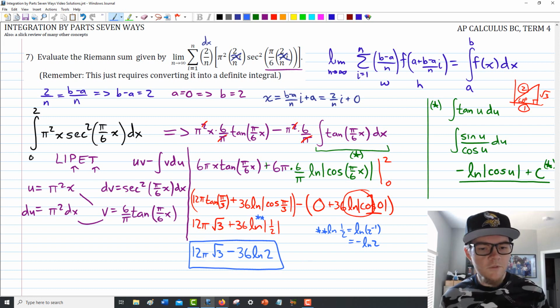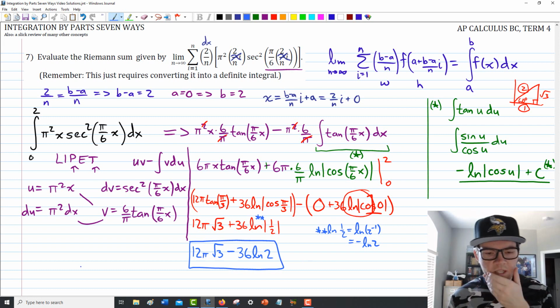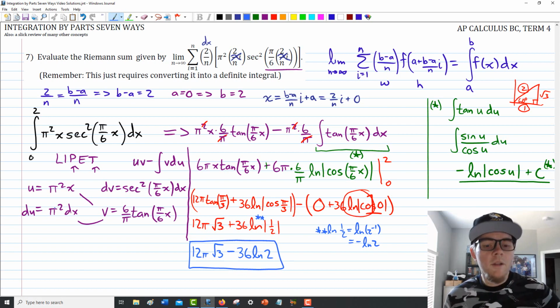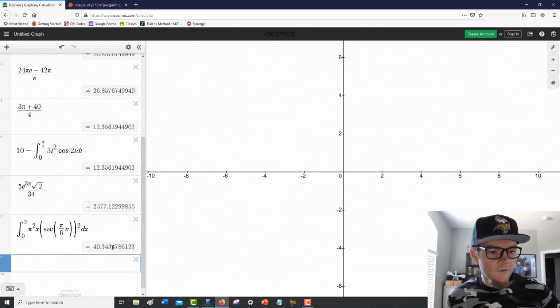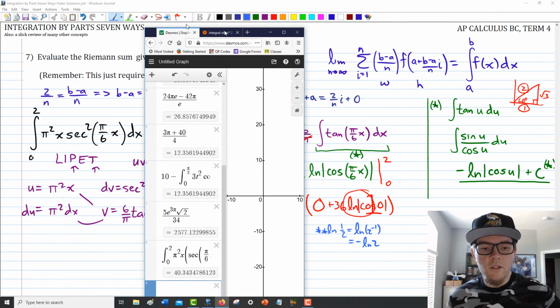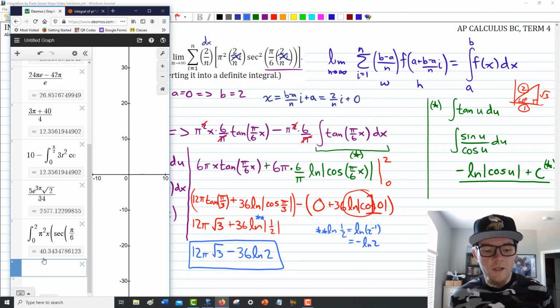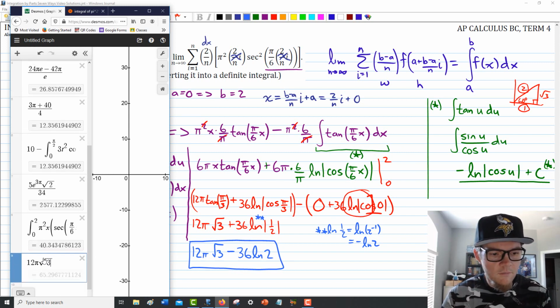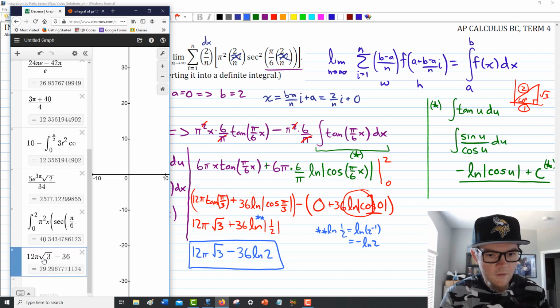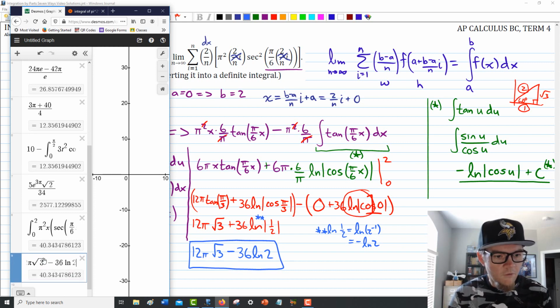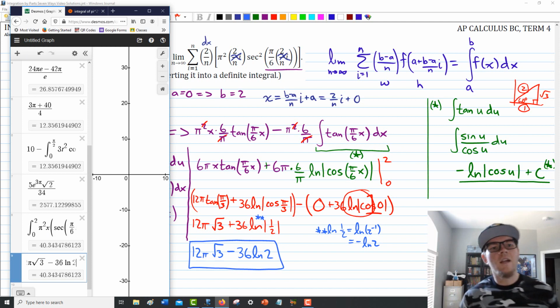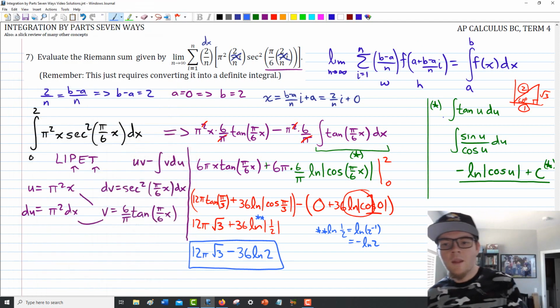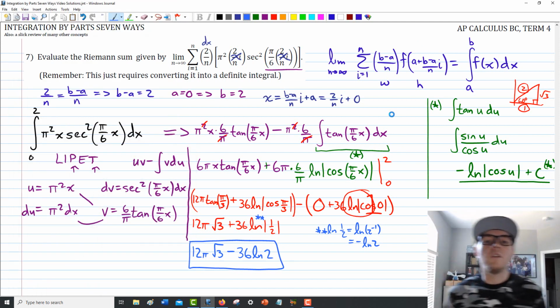Now, in Desmos a few minutes ago, because I found a mistake in my work, I was able to correct it, but I already put in the integral, so I know that the definite integral's value is 40.343. So the question is, did I get the correct algebraic expression here? 12 pi square root of 3 minus 36 ln 2 gives 40.343. Yes, I got it this time. Don't have to do it again. So we have once again answered the question correctly. It was just a doozy once more.